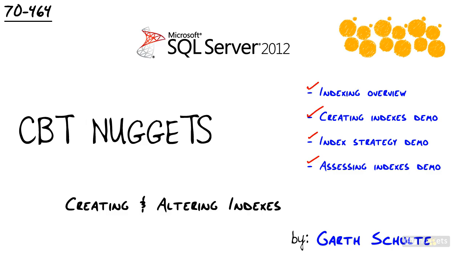In this CBT Nugget, we learned how to create and alter indexes. We started off with an overview. We got familiar with all of our different index types. We talked about clustered, non-clustered, included, filtered, and column store indexes. We talked about statistics, saw what those are all about. We talked about selectivity and density, and we also covered some general indexing guidelines. Then we jumped into the virtual nugget lab. We saw how to create all the different kinds of indexes. We saw how to employ an indexing strategy, and at the end here, we learned how to assess our indexes and look at statistics.